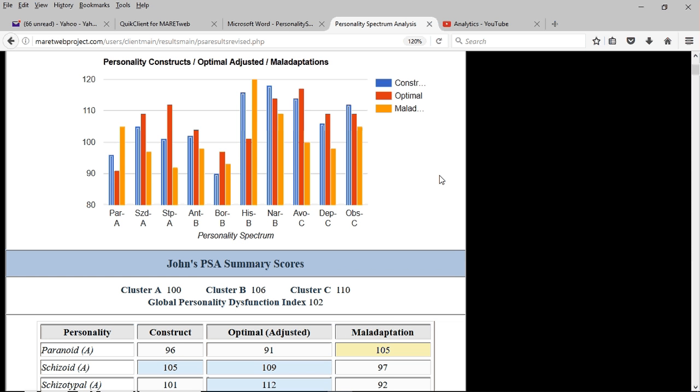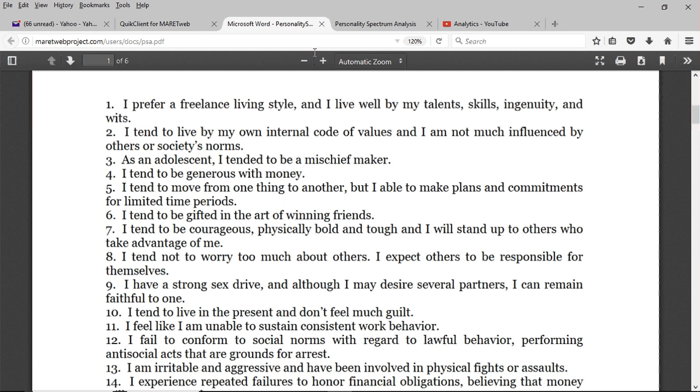So let me take this down to a base level. We'll look at the actual test. This is the actual PSA test. The first 11 items are related to antisocial personality optimal scoring items. It sounds good, but it's not really that good.